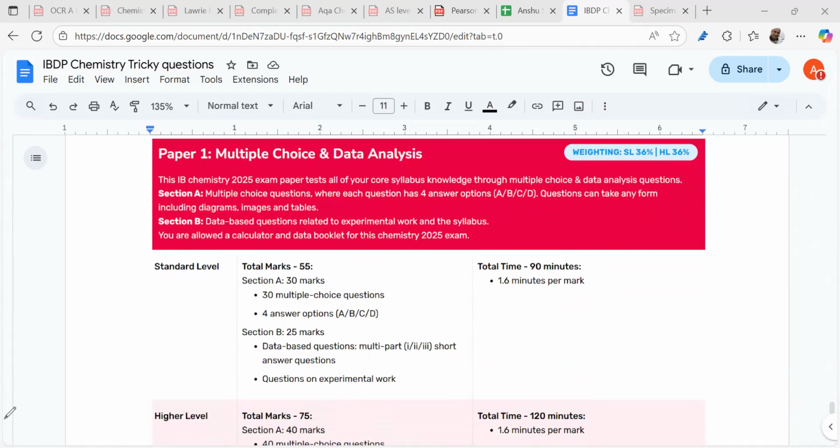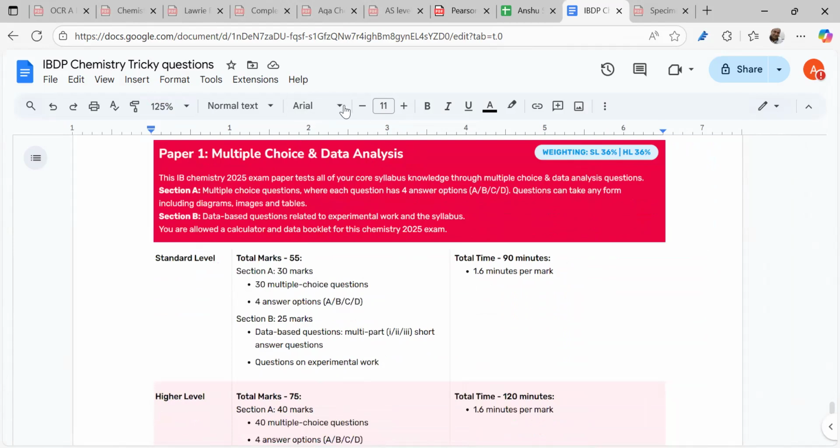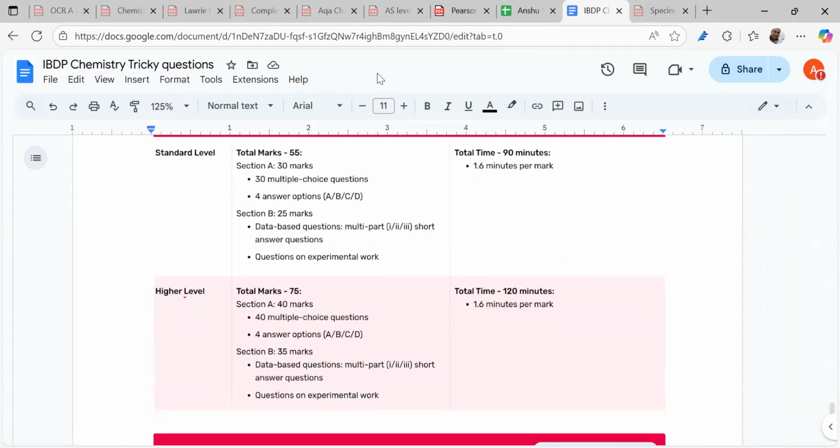Now, how are the other things segregated? When we talk about the weightage, paper number 1 will have a weightage of 36% for SL students, and for HL students also 36%. Now, the time will be different for the SL and HL students. The standard level will have 35 marks, sorry, 55 marks, and 90 minutes to answer the questions, whereas the HL students will have 20 marks extra, meaning 75 marks, and 120 minutes to answer the questions.